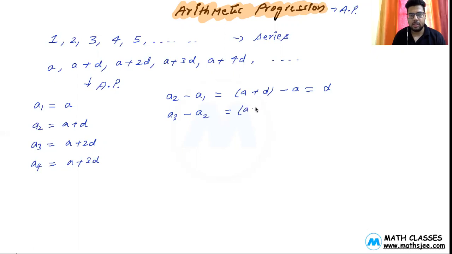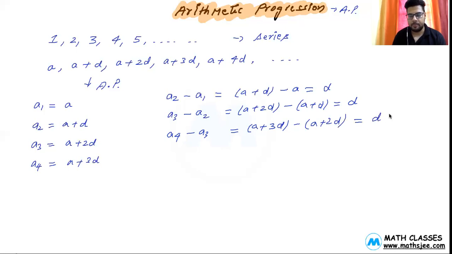So again, this will be A plus 2D minus, what is A2? A plus D. This is again D. A4 minus A3, so that is A plus 3D minus (A plus 2D). That is equal to again D. So the consecutive difference of the terms is coming out to be constant, that is this D. So what we can say is this D is known as the common difference.